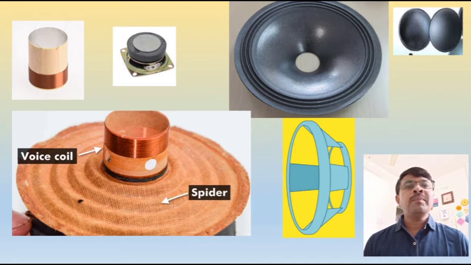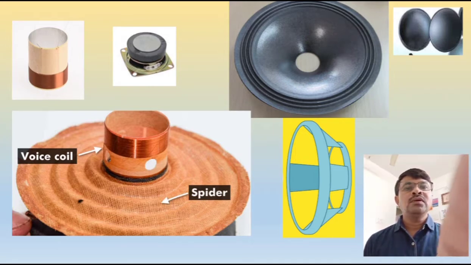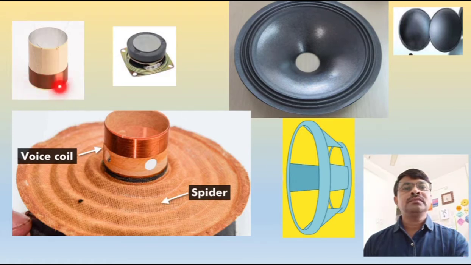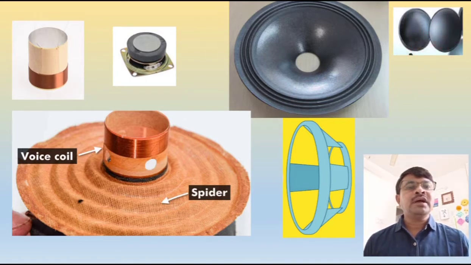The movable parts are voice coil, spider with voice coil, paper material cone, dust cap, and some spring and some photo paper. These are the mechanically movable parts.